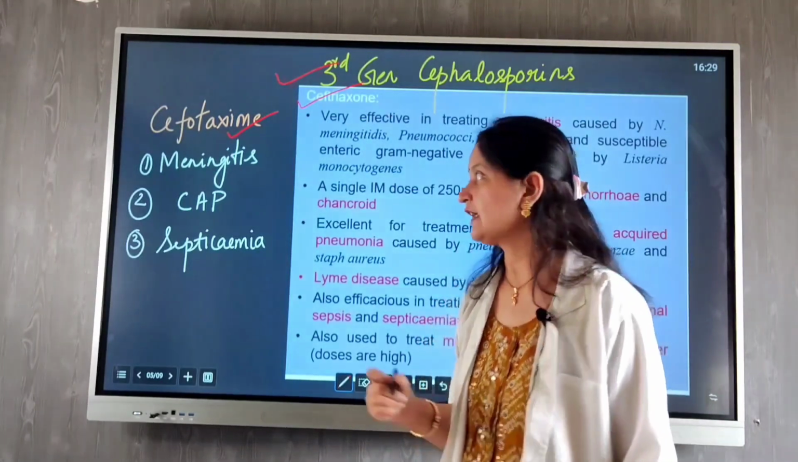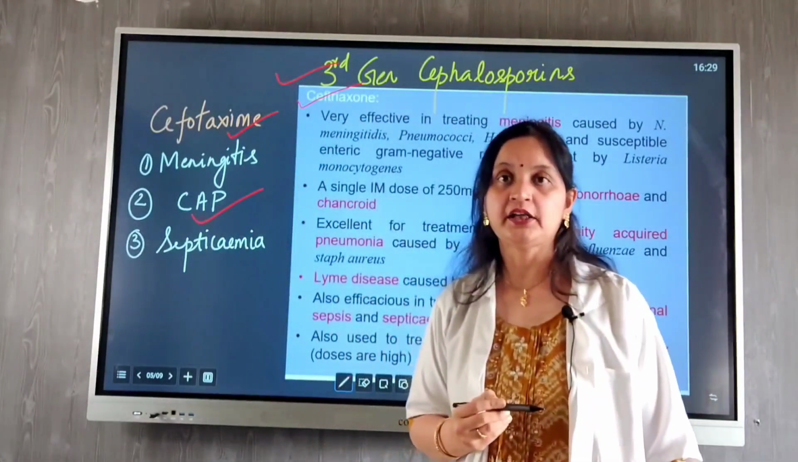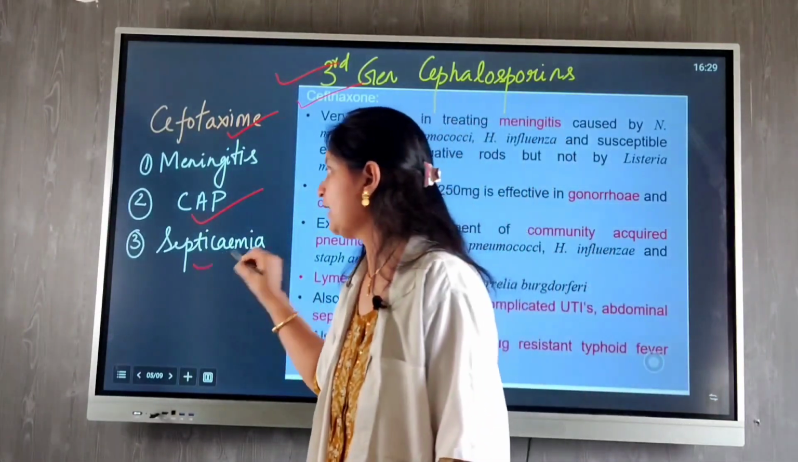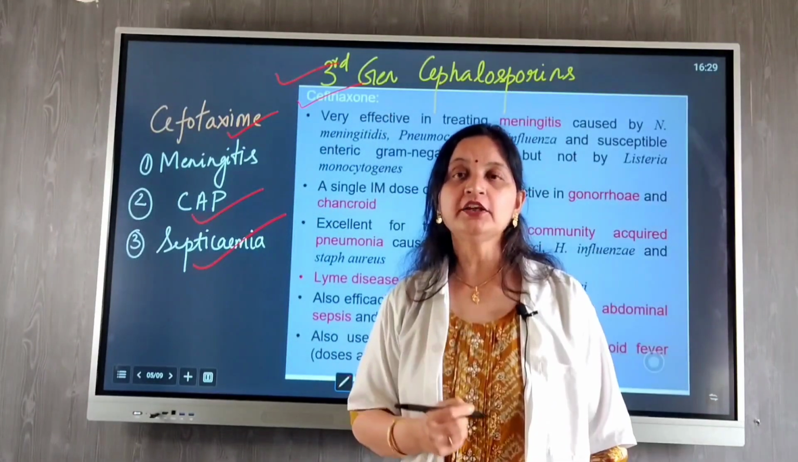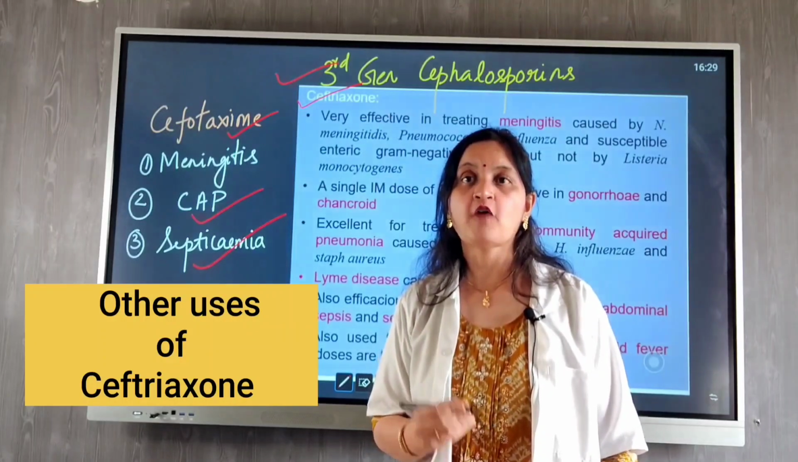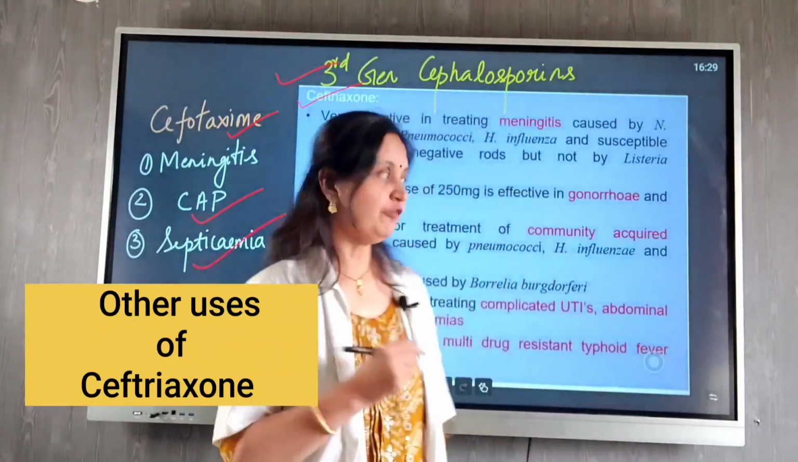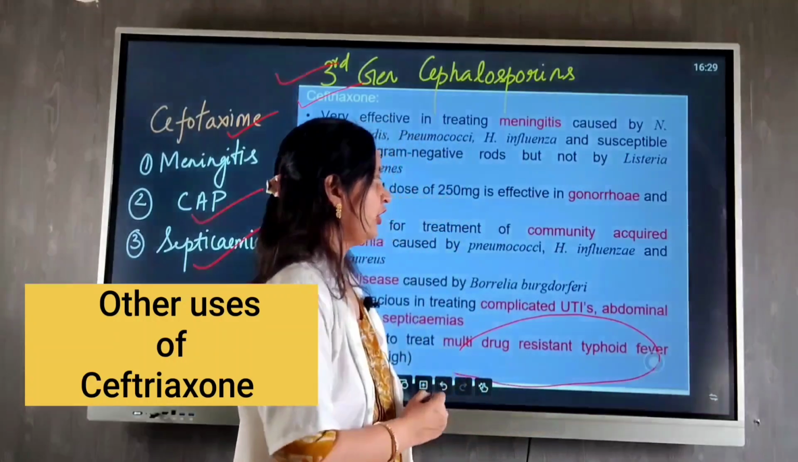Also, these antibiotics can be used for the treatment of severe cases of community-acquired pneumonia and septicemia caused by gram-negative bacilli. Some of the other uses of ceftriaxone is that it is highly effective for the treatment of drug-resistant typhoid fever, which does not respond to fluoroquinolones.